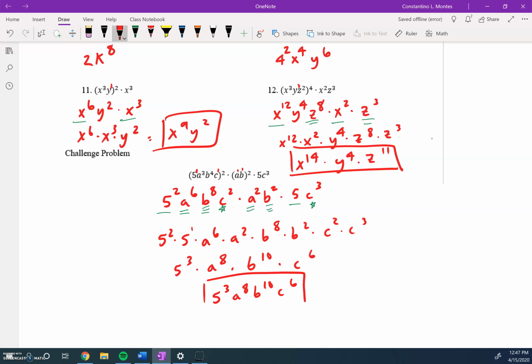I just got rid of those little multiplication symbols in between and left them out to make it a little less messy. But that's it.